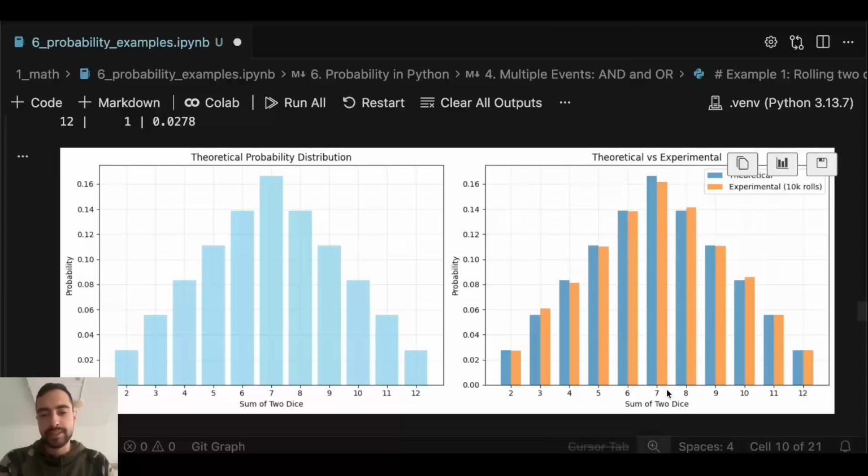So you can see that we can get 7 in a lot more different ways than, for example, 2, because we can get 2 as the sum only if both of the dices are 1. But 7 we can get in a lot more different ways. So probability of the sum being 7 is a lot higher.